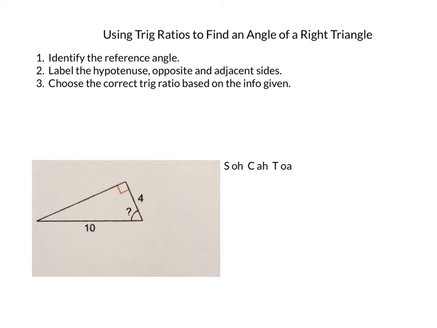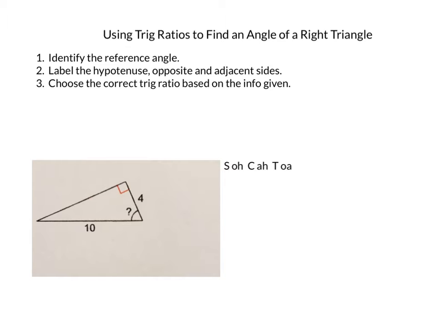Hi, welcome. This video is going to show you how to find an angle in a right triangle when you know two sides. We're going to use a trig ratio, and if you haven't done any trig at all, this is probably not the video to start with. You should go back and learn about the basics of what sine is, what cosine is, and what tangent is.